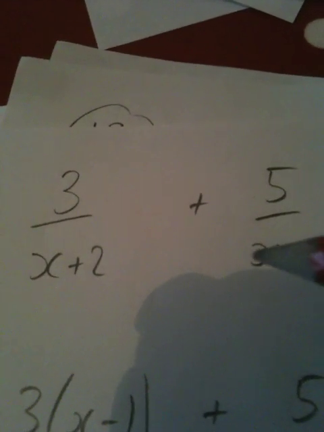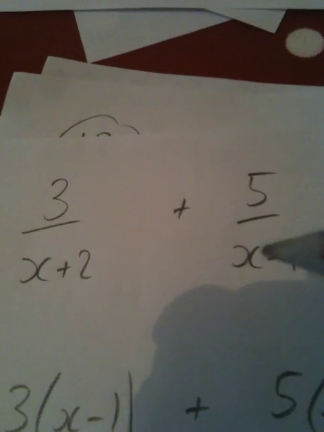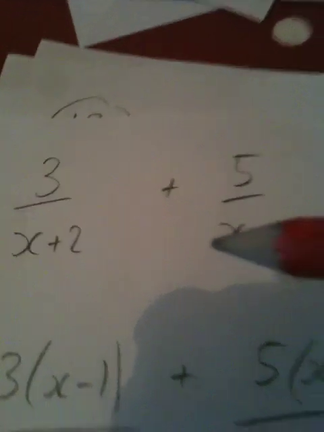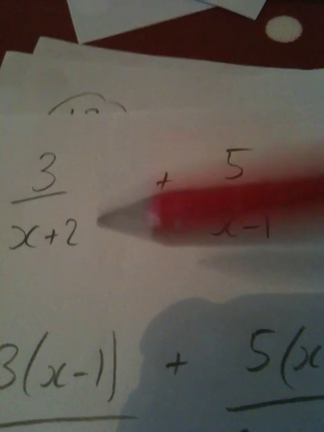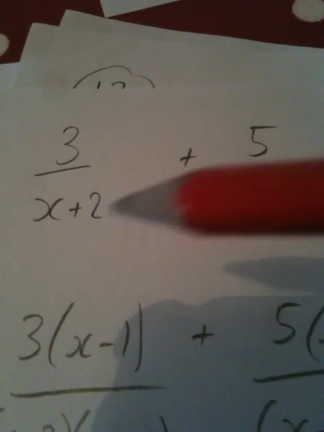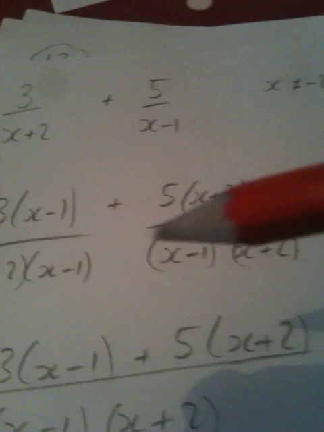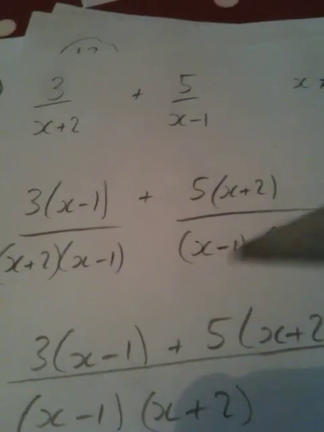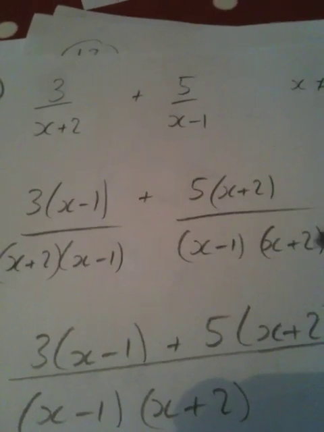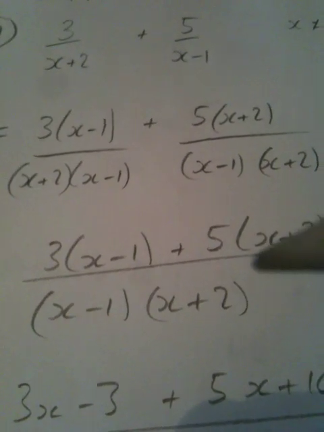We either move that up there next to the 3, that up there next to the 5, and put these two on the bottom together, or we multiply top and bottom here by x minus 1, and top and bottom here by the denominator here, x plus 2. That's the way I've done it. The reason I'm doing that is to get a common denominator. So on the bottom of both, I've got x minus 1, x plus 2.